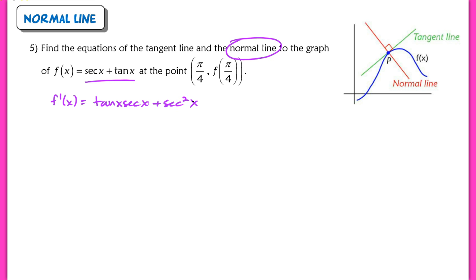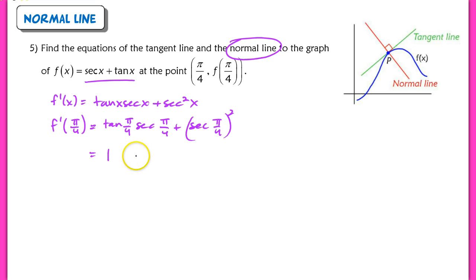Now, typically, once we find that derivative, we evaluate the derivative at the x value so that we can find the particular slope at that particular coordinate. So we're going to evaluate f prime of pi over 4. We take the tangent of pi over 4, we just plug it in everywhere, and the secant of pi over 4, and we add to that the secant of pi over 4 squared. We're just evaluating piece by piece. Now, the tangent of pi over 4, that's just 1.